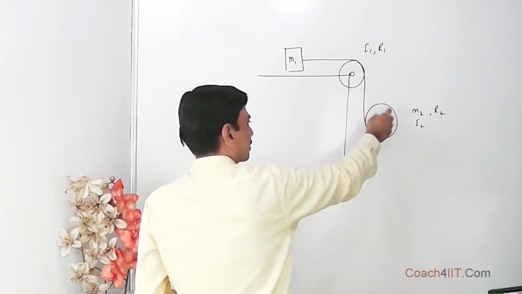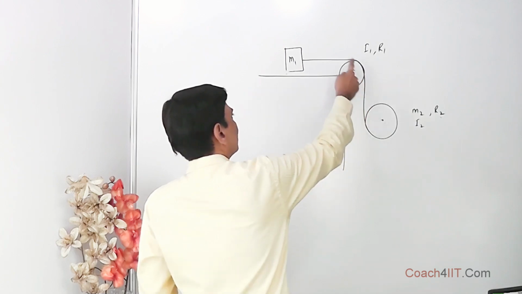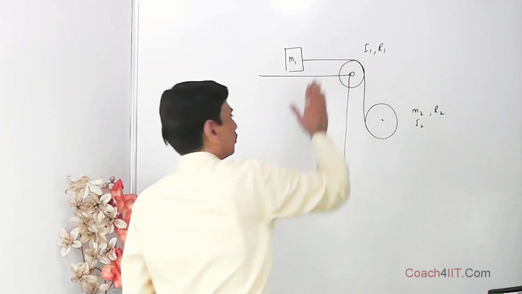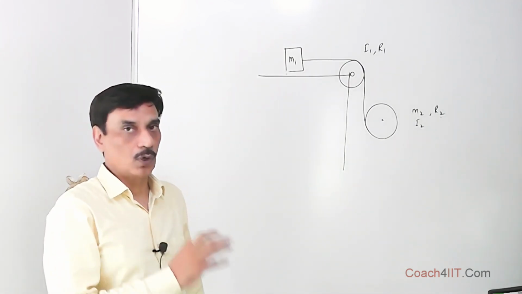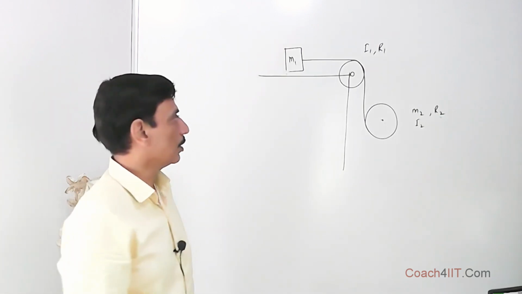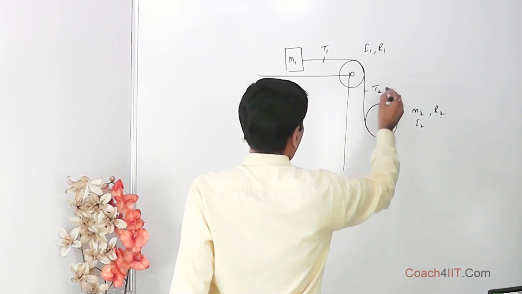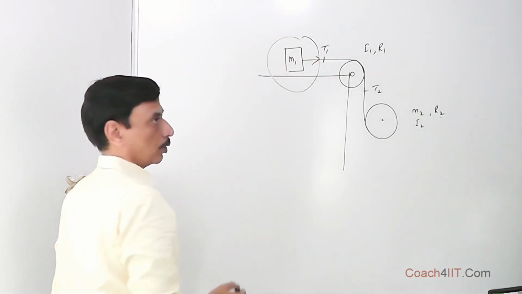When this unrolls, it also brings some tension to the string. When the tension is generated in this string, some tension is also generated in this string. As a result, this rotates and this moves in the forward direction. We are interested in writing the equations for all these three bodies. So let's say the tension here is T1 and the tension in this one is T2. This will be moving only in this direction, not along the y-axis.